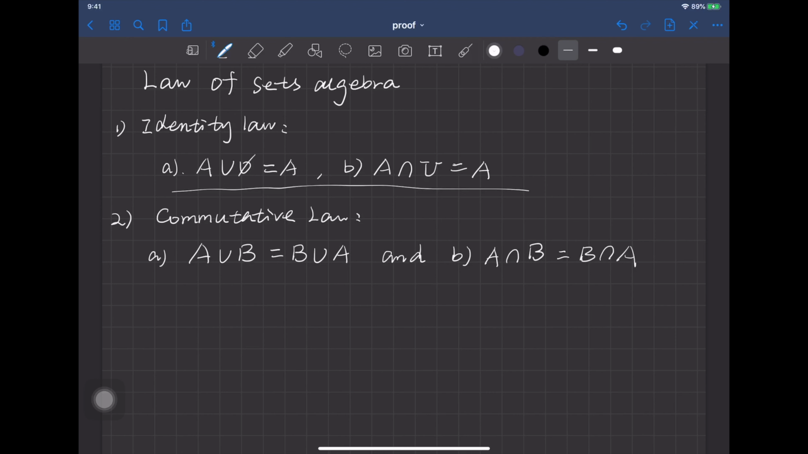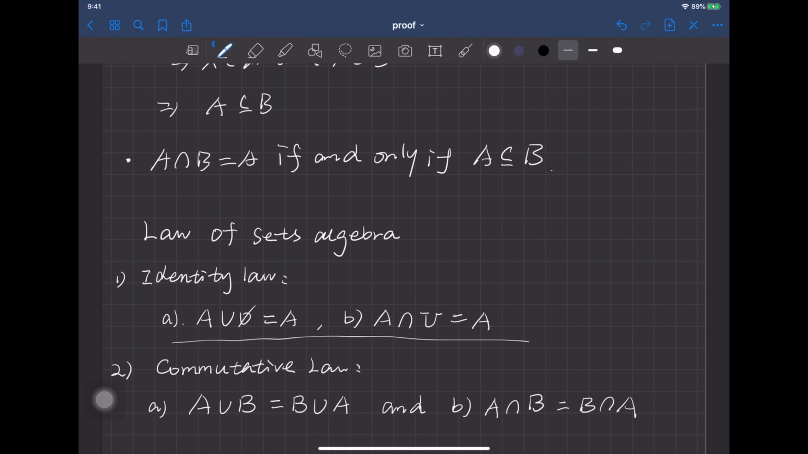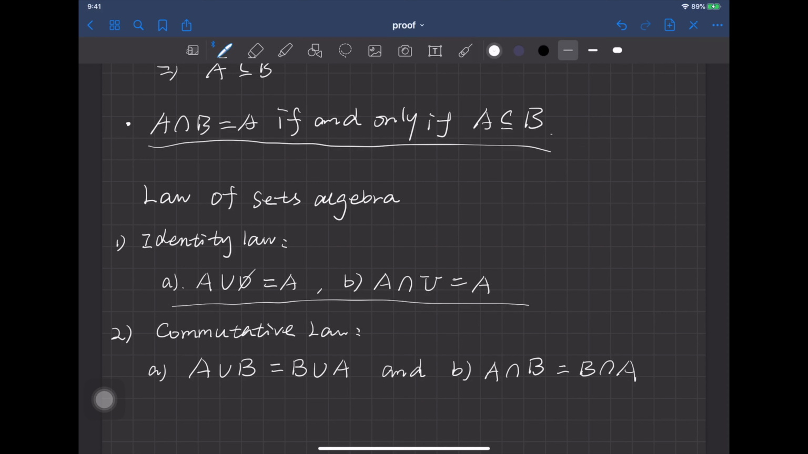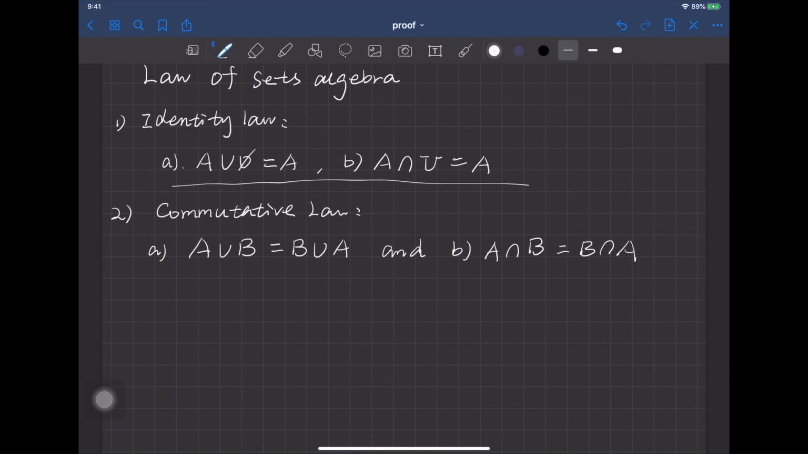And the second one is the intersection of A and the universal set. From here we know that for two sets, the intersection of A and B equals A if and only if A is a subset of B. So we can look at the universal set and A. The relation of A and the universal set is that A is a subset of our universal set. That's the reason why the intersection of A and the universal set is A itself as well.